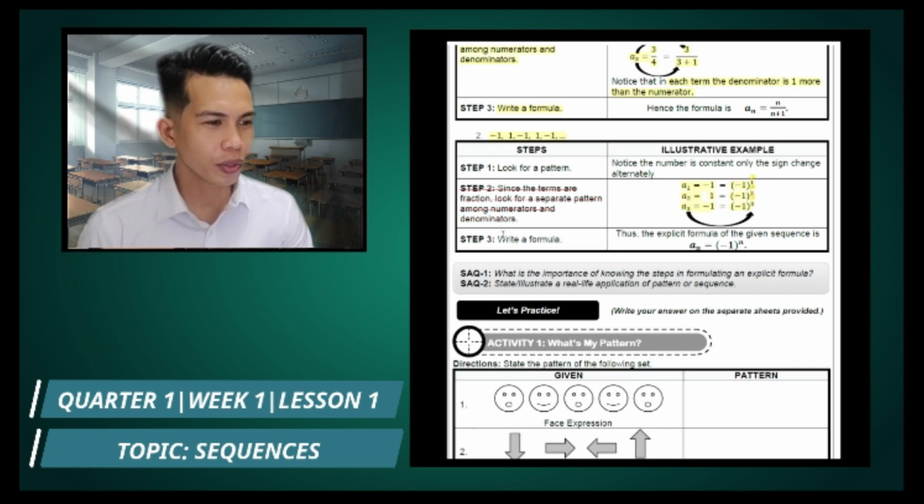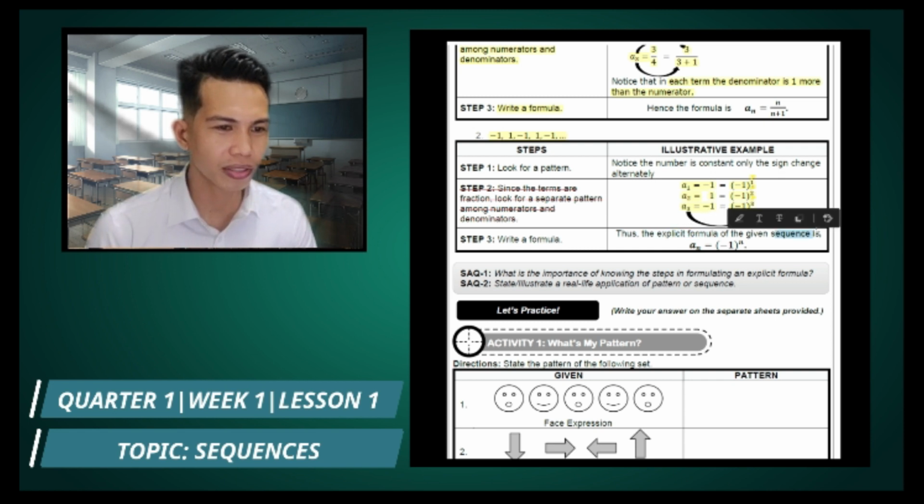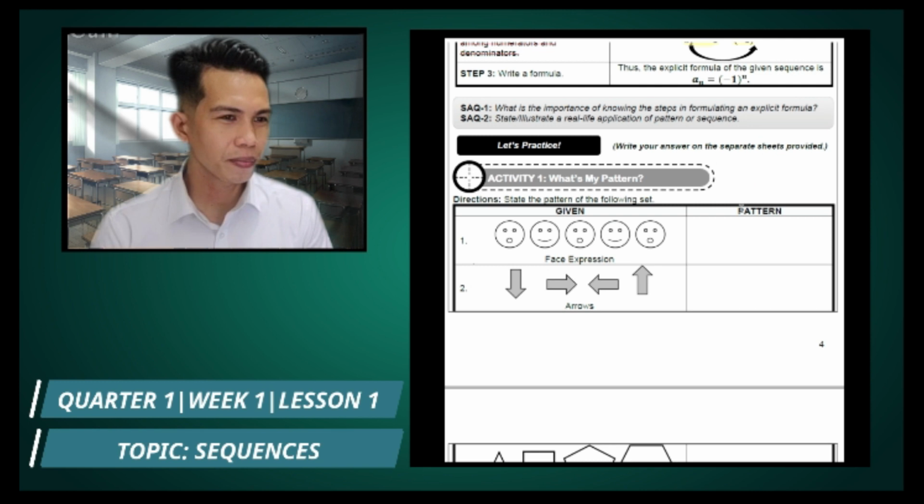This time, we are going to write a formula based on the pattern that we observed, where the position of each term is equal to its exponent. So therefore, the explicit formula of the given sequence is a sub n is equal to negative 1 raised to n.